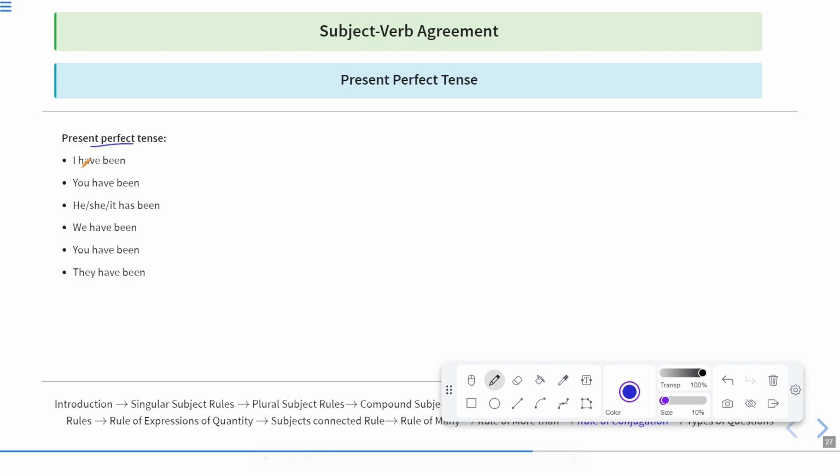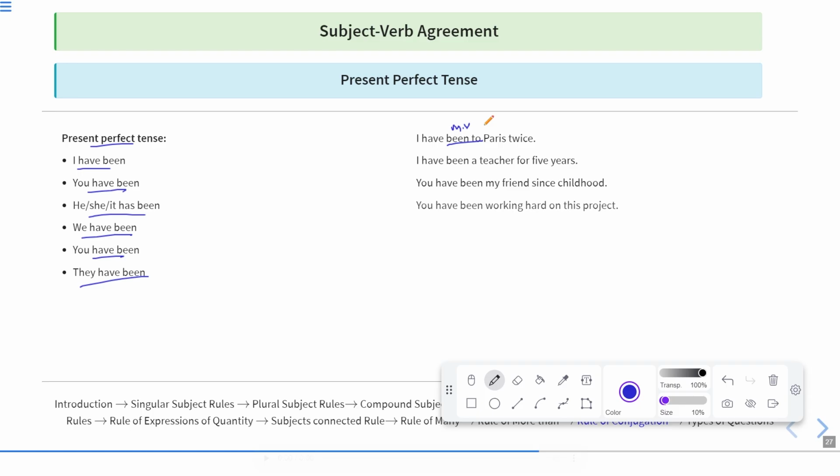So how will we write the sentence? I have been, you have been, he, she, it has been, we have been, you have been, they have been. I have been to Paris twice. It means I have gone to Paris two times. I have been a teacher for 5 years. You have been my friend since childhood. Now, these are the active sentences in which we have used the word be, but here, this been is the main verb. Okay, not the auxiliary verb.